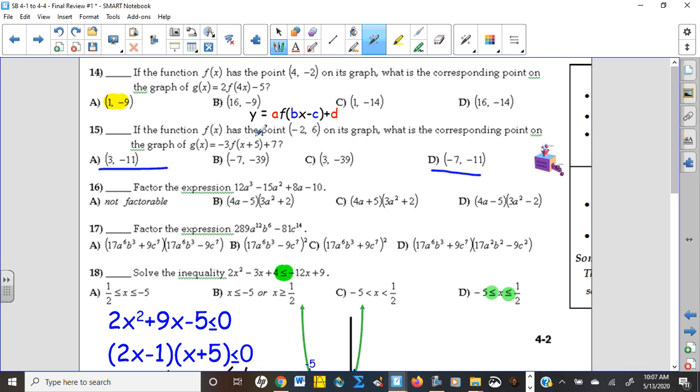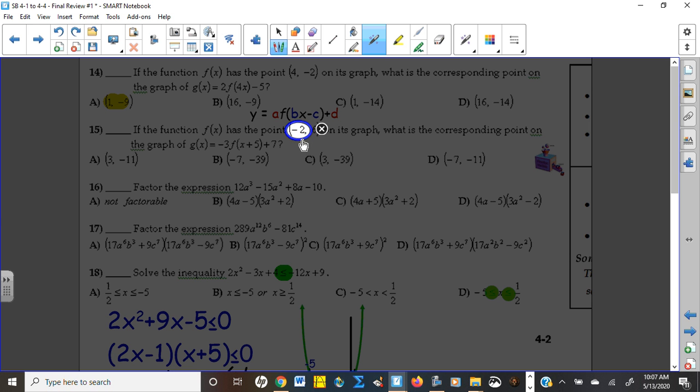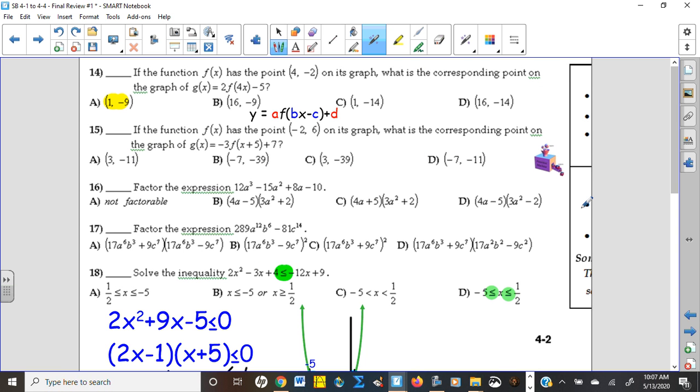But I think what a lot of people do is they just plug the x value in and say, oh, I'm just going to add 5 to it. And -2 plus 5 is 3. And so they say the answer is A. But that's not what your transformations say, once again.